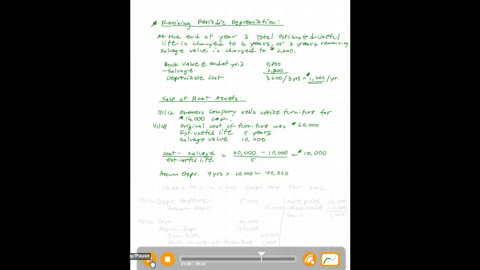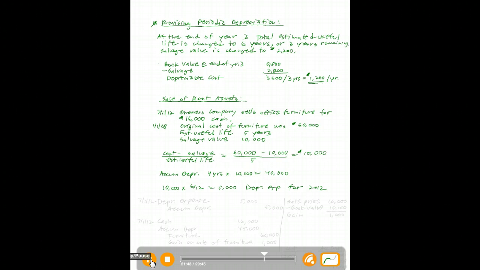Now, a lot of companies will just depreciate once a year at the end of the year. So the last time this was depreciated was December 31st of 2011. So whenever you sell something, you've got to bring the depreciation up to date. And so we need to calculate what was the depreciation for the first 6 months of 2012. So that's just going to be the 10,000 times 6/12, because it's July through December, or $5,000. That is the depreciation expense for 2012.